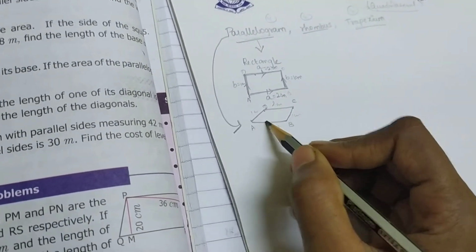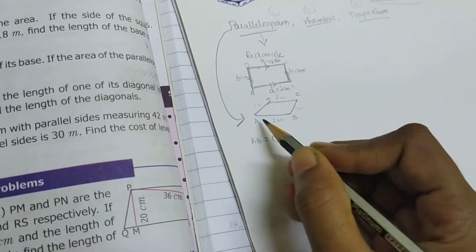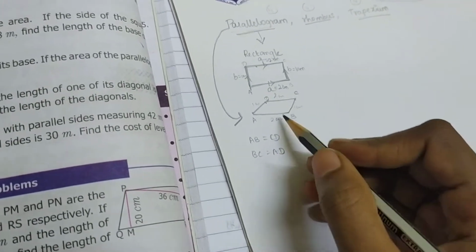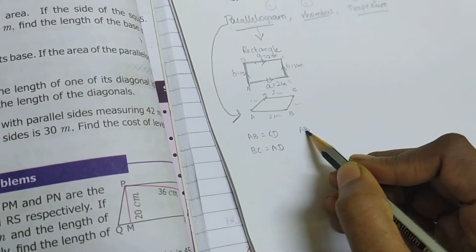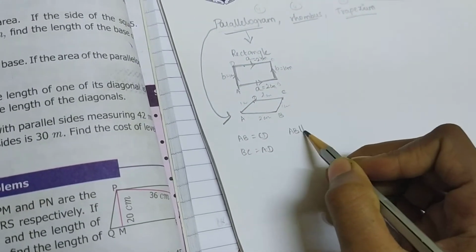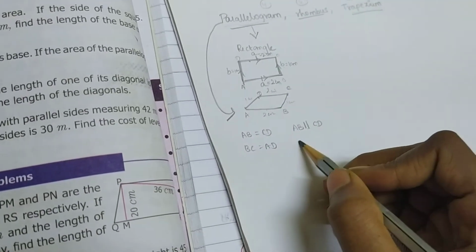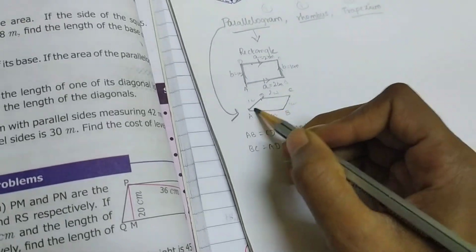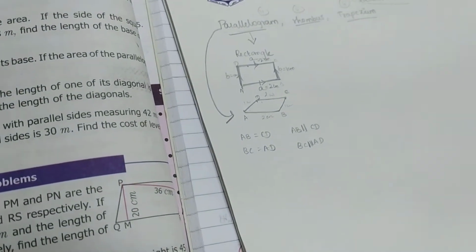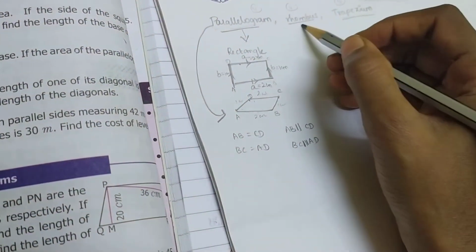In a parallelogram, opposite sides are equal: AB is equal to CD and BC is equal to AD, and opposite sides are parallel. In 6th standard we already learned about parallel. We can write this symbolic representation: BC is parallel to AD. We already learned the parallel symbol, right? That's why I'm using it. So this is related to the rectangle.